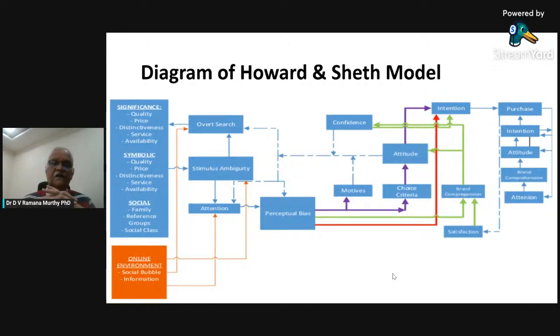This is the complete diagram of the Howard and Seth model. I shall leave the PowerPoint presentation to you. You can have a very detailed look at how the influences work, diagrammatically presented here. It may not be possible for you to decipher what is depicted in this because you are viewing on mobile screens.